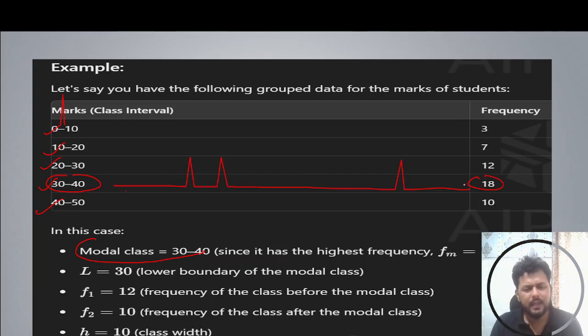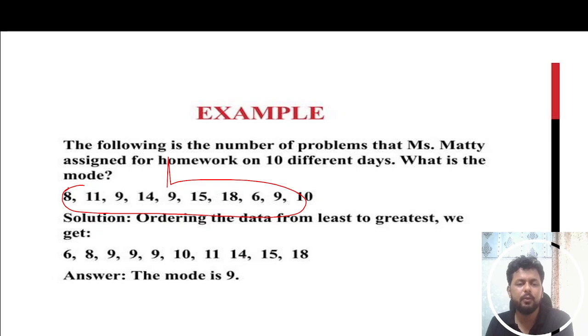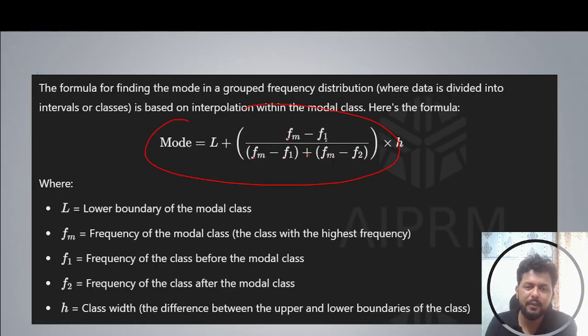I hope you are getting it. Then L is the lower limit of the modal class, which is 30 here. F1 is the frequency of the class before the modal class, which is 12 in this question. F2 is the frequency of the next class, and H is the class interval. In this formula we require Fm, which is calculated. F1 we know, F2 we know, H we know, L we know.